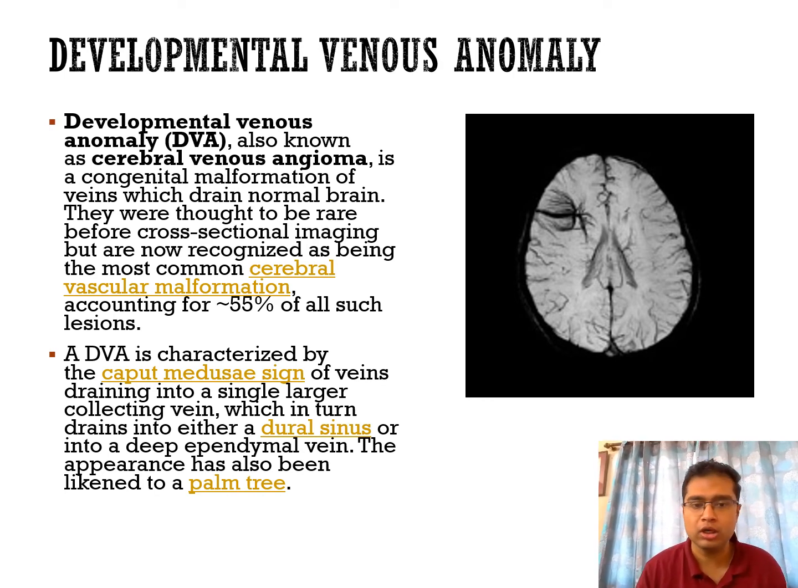This is actually a spotter where the veins drain into a single layer of collecting veins, which in turn drain into a dural sinus or a deep ependymal vein. The appearance is of a palm tree. This is actually like a palm tree, hence it's called a caput medusae sign. These are the SWI images.